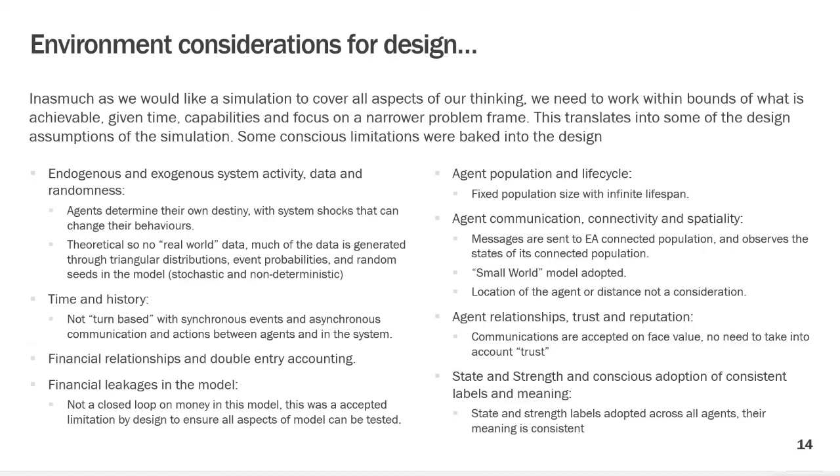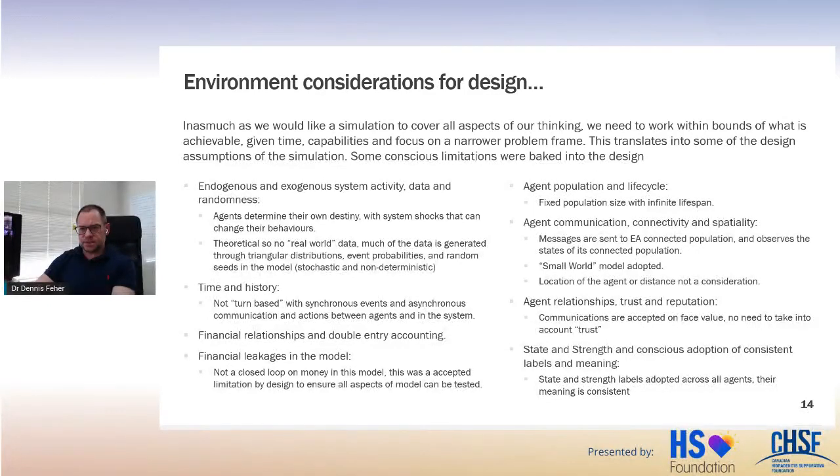So we've got endogenous and exogenous system activity. So agents do determine their own destiny with system shocks. The data is theoretical, so the difficulty in economics, they always say, where's the evidence, where's the real world? The problem with that is it constrains us into exploring very limited streams of outcomes. So based on the theoretical constructs, we can start creating a whole bunch of potential outcomes and test. This is what this platform is beautiful for.